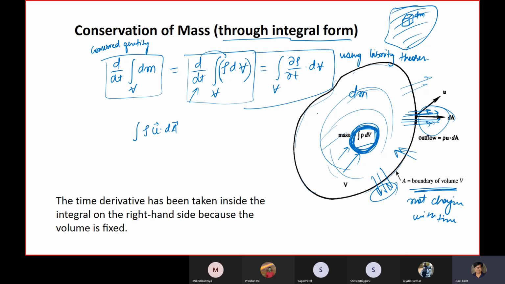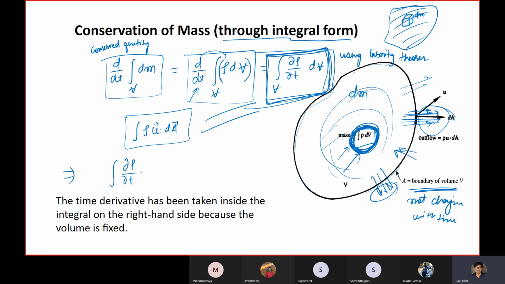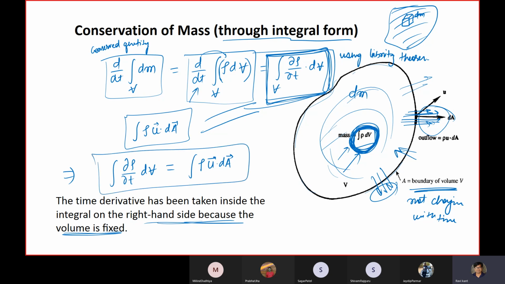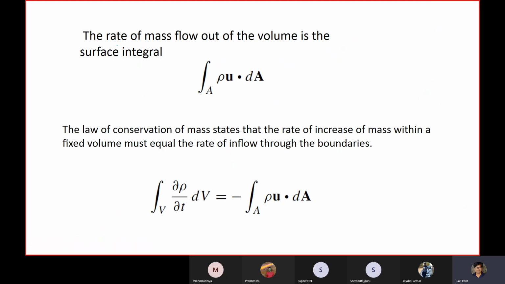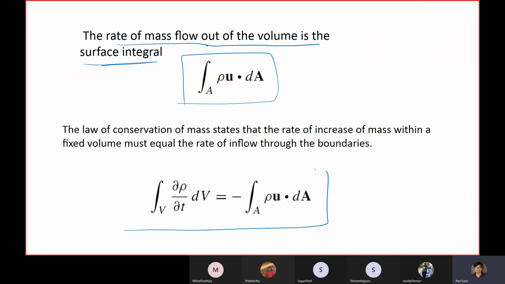Now we can relate these two. Whatever change in mass is happening is because of inflow or outflow. So these two quantities are the same, and I can write that ∂rho/∂t dV is equal to rho u dot dA, because the volume is fixed. So the rate of mass flow out of the volume is the surface integral. So we have related this.